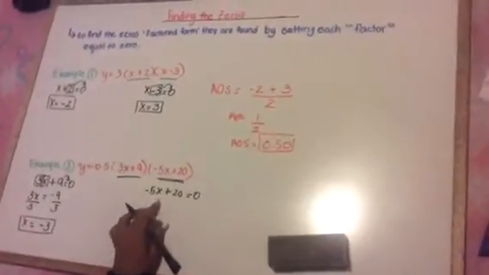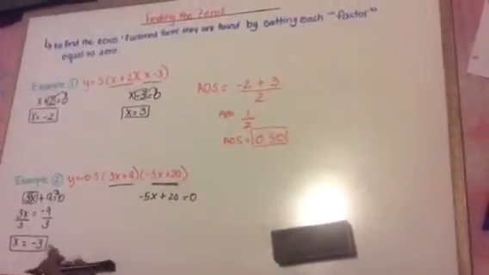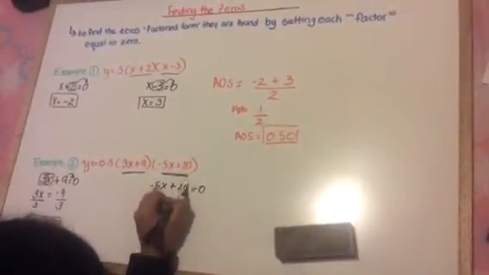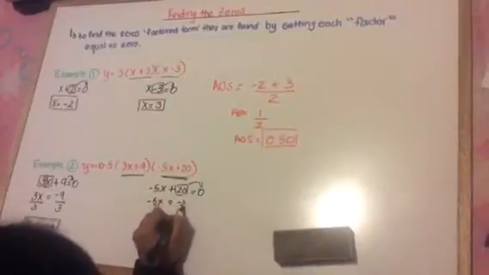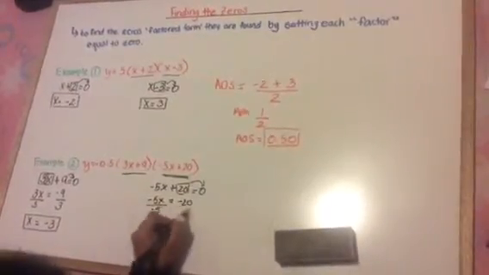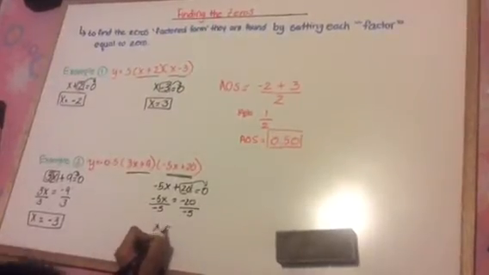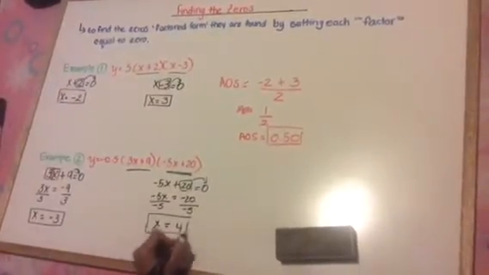Here, it's -5x plus 20. It's the same thing with this question. You're going to leave -5x, and bring the 20 over, which is going to be -20. And you're going to divide both sides by -5. So negative divided by negative is going to be positive. It's going to be +4.